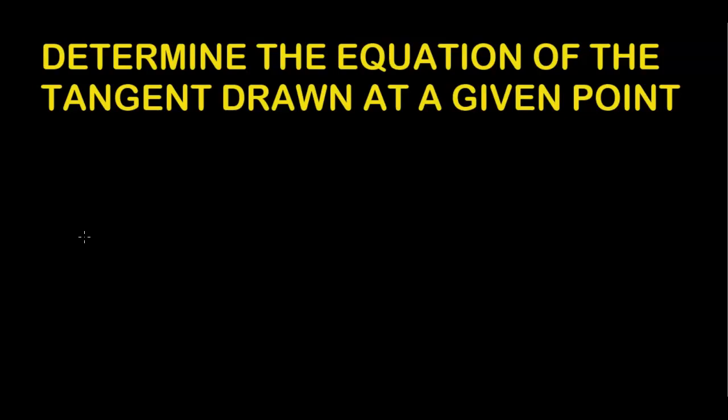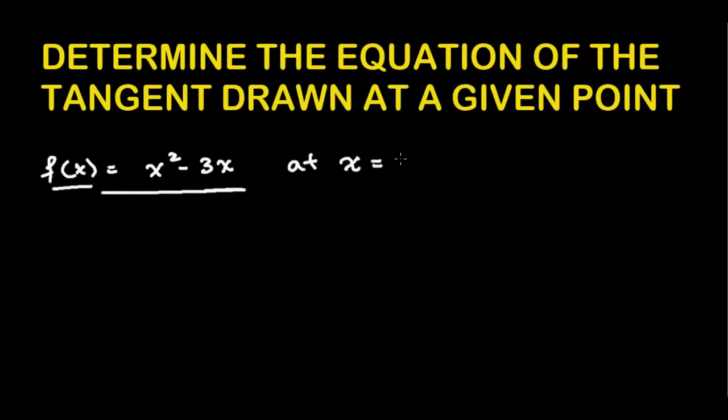In this lesson, we would understand how to determine the slope and the equation of the tangent drawn to a curve at a given point. Let's say we are given the function f(x) equal to x squared minus 3x, and we are asked to determine the equation of the tangent drawn at this given curve at x equal to 2. The method that we will be using here is called the first principles method.